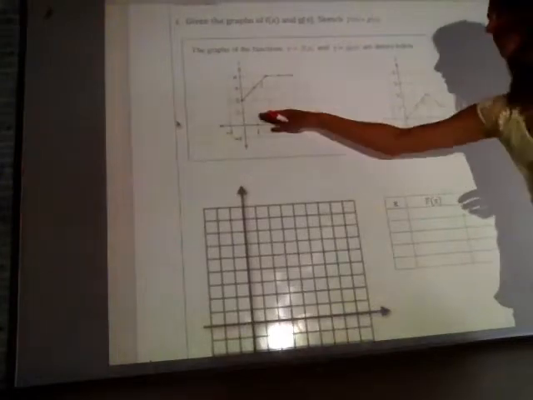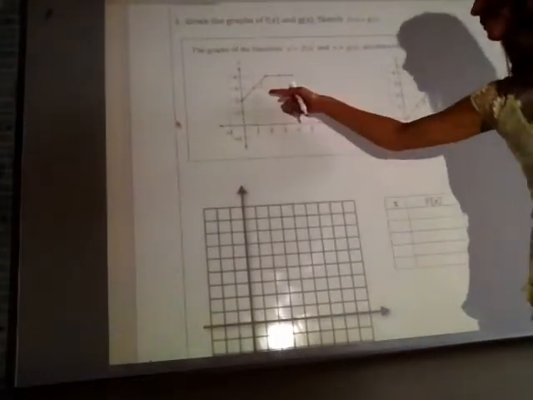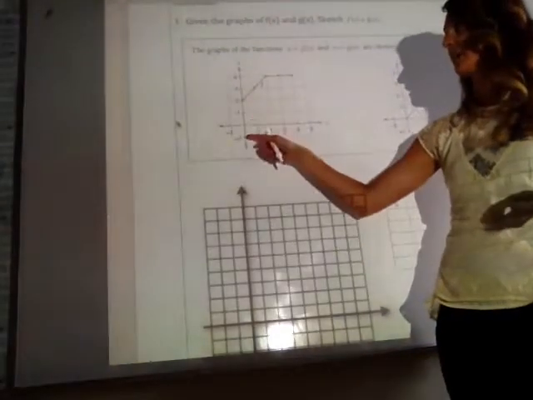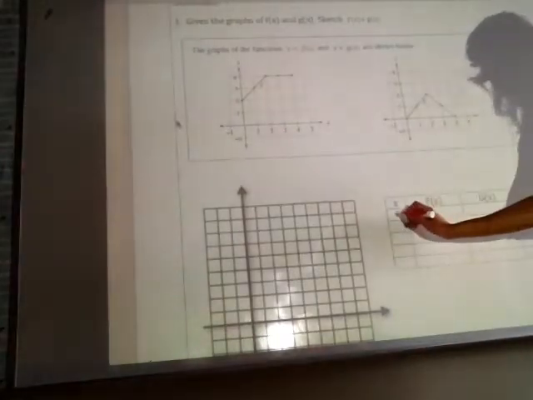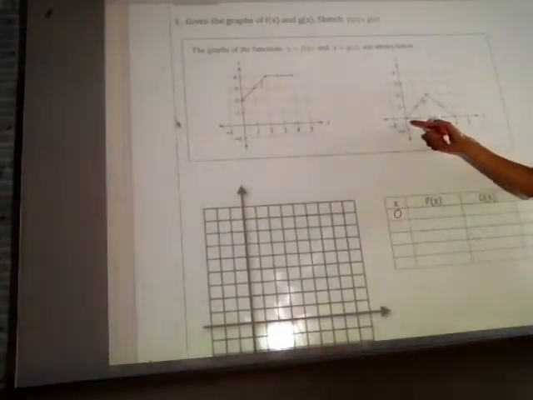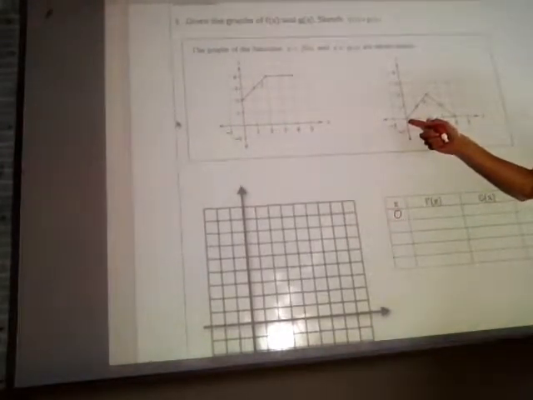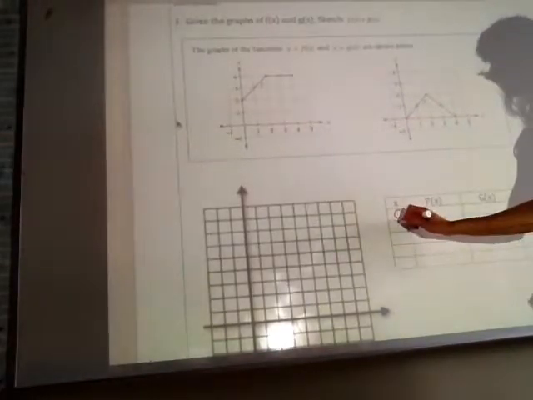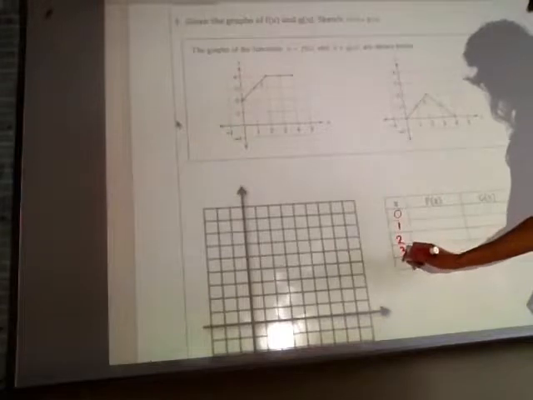F of x is given on the left, g of x is given on the right. What you want to do in this question is write out the x coordinates, and f of x and g of x stand for the y coordinates on the given graphs. Okay, so if we take a look at the graph, the furthest left point is when x is at 0, so let's start at 0. And that same thing occurs on graph G, x starts at 0. So we can write out x at 0, 1, 2, 3, and 4.